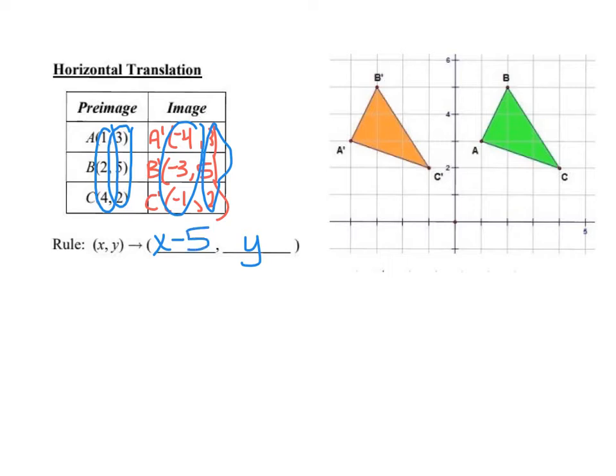Now, not every horizontal translation is going to be going to the left 5 units. It could be going to the left a different amount of units, or it could even be moving to the right. And so the general rule for a horizontal translation can be written like this: x plus or minus a, comma, y. If we're translating to the right, we would be adding. If we're translating to the left, we would be subtracting. And then a is just the number of units that you're translating.